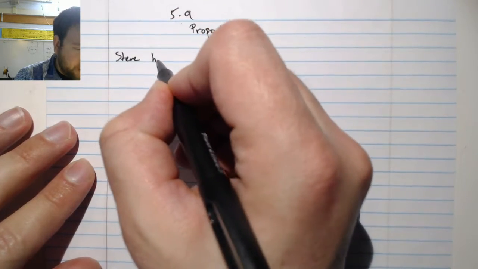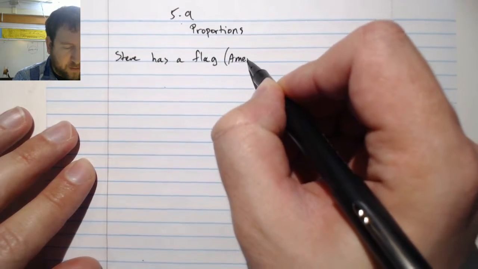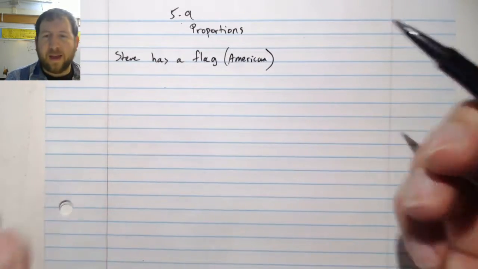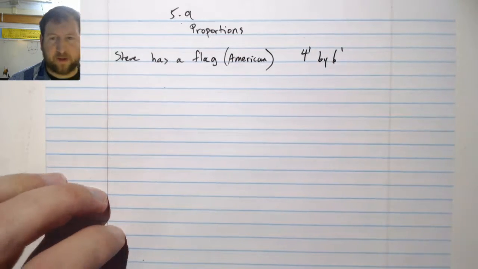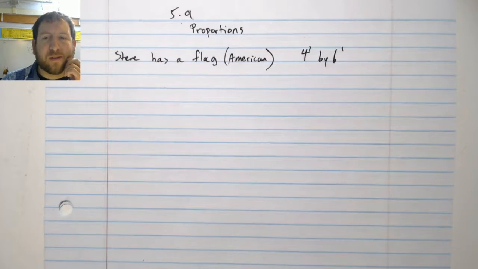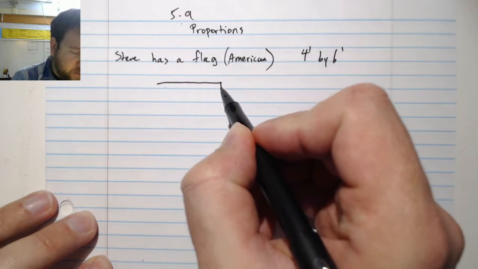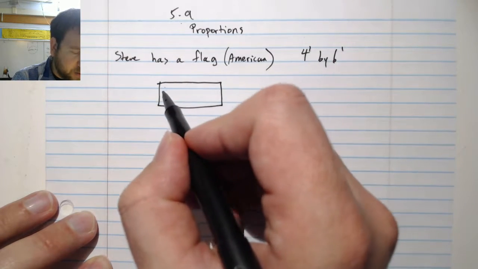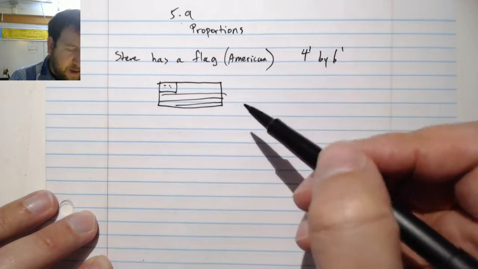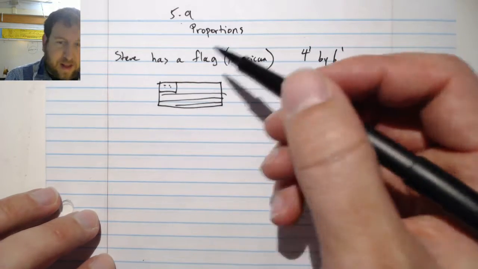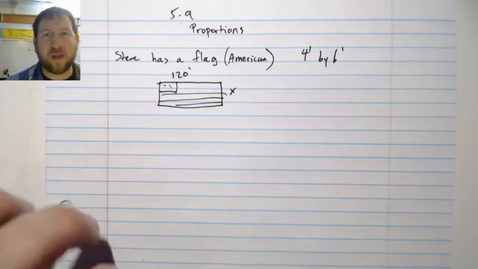Steve has a flag, an American flag, and it is 4 feet by 6 feet. And he's kind of wondering if there's like one of those huge parades or on a football field where you can make like a giant flag. That's a terrible flag. And he knows that the length of the flag has to be 120 feet. Then what would the width of this flag have to be?